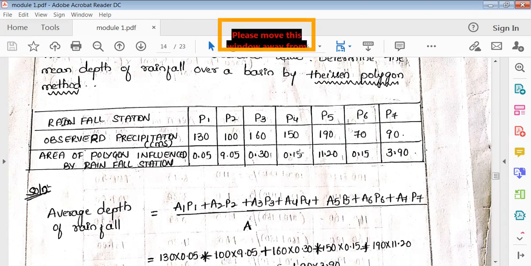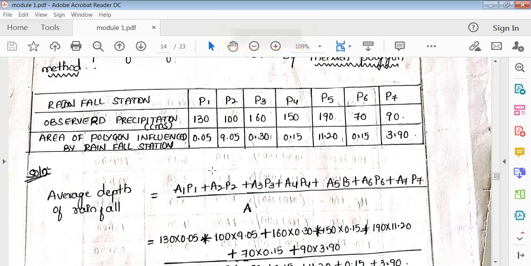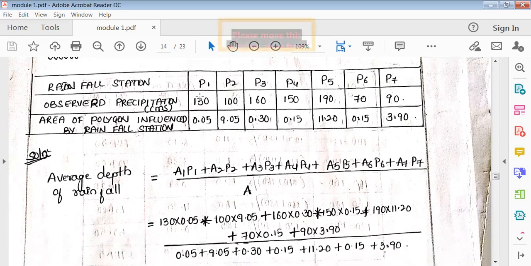Whether the area is in kilometers or meters, keep it as it is. Ultimately, what we need here is the precipitation, and precipitation should always be in centimeters.